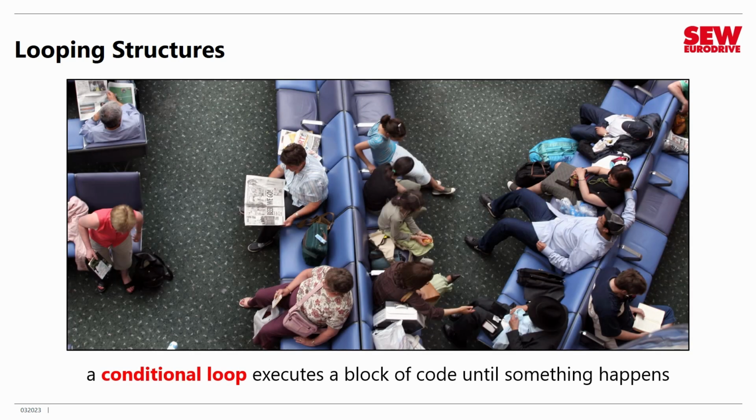The first kind of loop we're going to look at is called the conditional loop. It executes a block of code until something happens. That's the condition. And when the condition happens, then the loop exits and stops doing that block of code. I like to think of a conditional loop sort of like waiting at the gate at the airport. Everybody's sitting there doing different things, sort of spinning their wheels, waiting for the plane to arrive and the door to open and boarding to begin. And of course, once they open the gate, everybody gets up, lines up, gets ready to board the plane. So that's really what a conditional loop is kind of like.